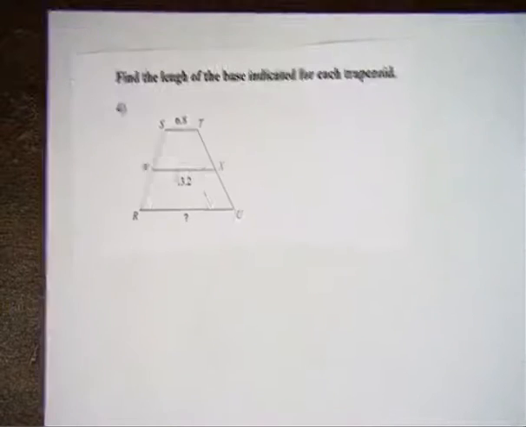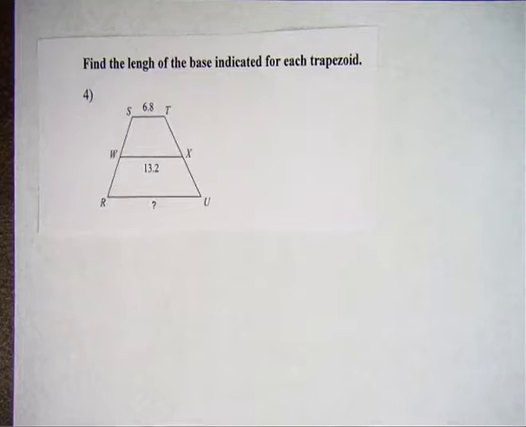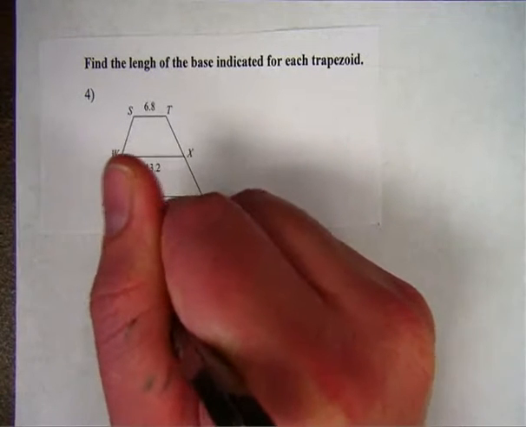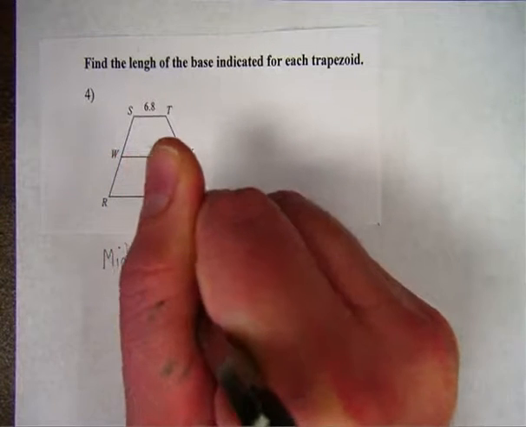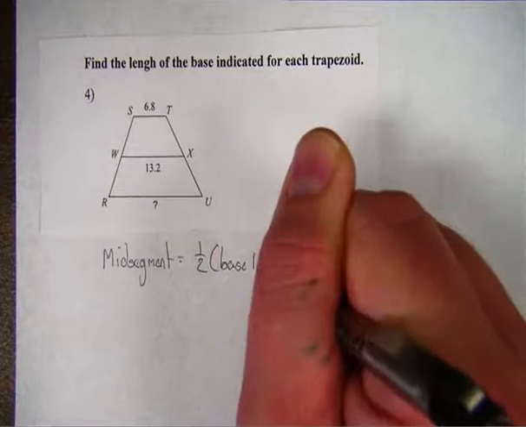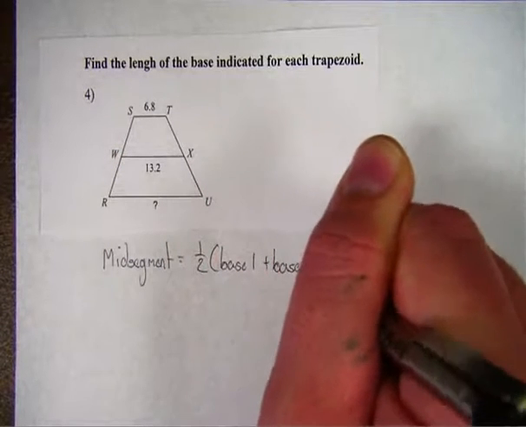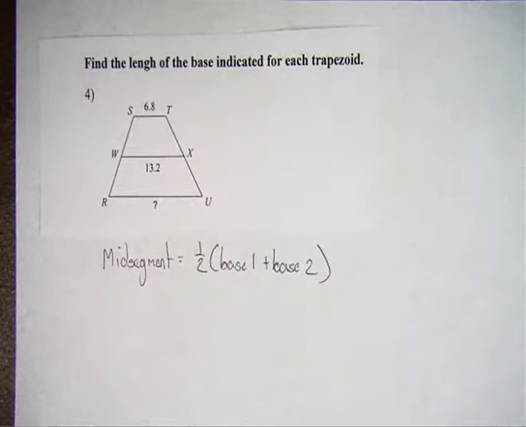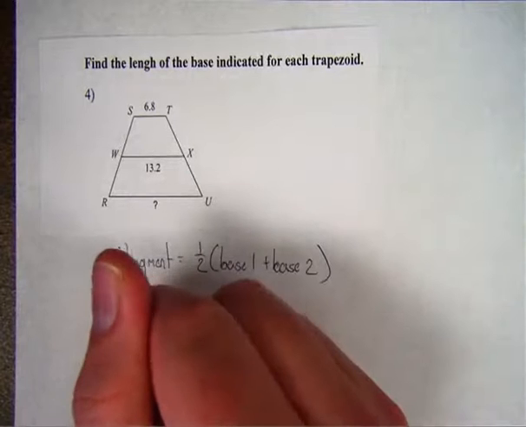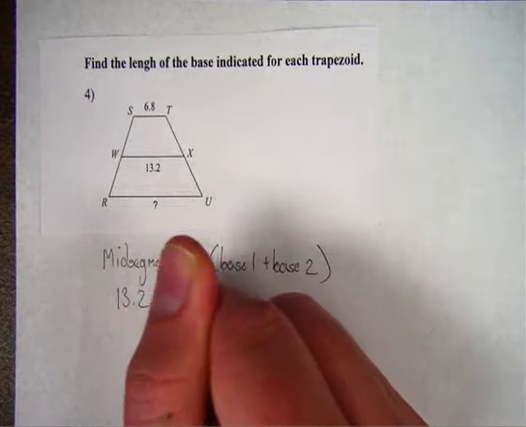So again, I'm just using my formula that the mid-segment is 1/2 base 1 plus base 2. Alright, our final type of problem is going to look like this. You're going to be asked to find the length of the indicated base for a trapezoid. So what you'll need to do on this one is again set up your mid-segment formula. So we know the mid-segment is 1/2 base 1 plus base 2. And now we substitute into this equation what we know. The mid-segment has a length of 13.2.